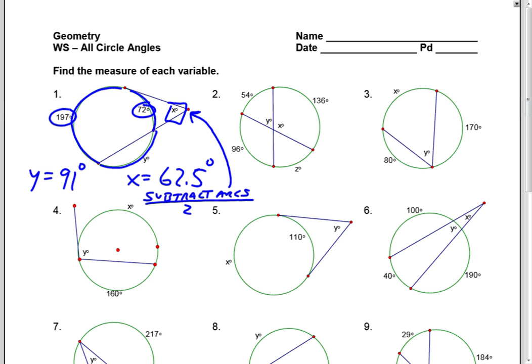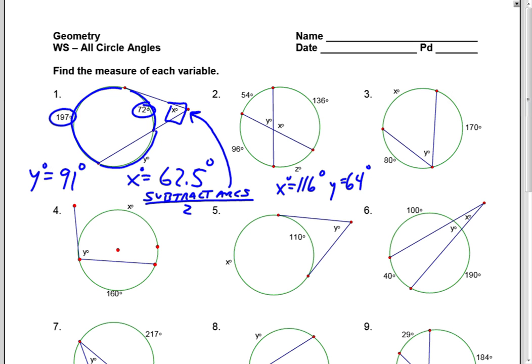For number 2, I got x equal to 116 degrees and y equal to 64 degrees. Raise your hand, tell me what rule or what you're doing to find it. I would have found x first. We'll do z in a second.